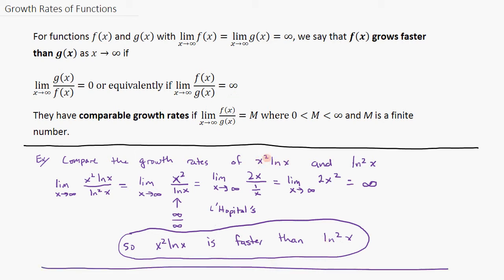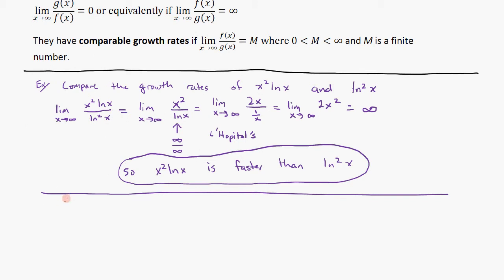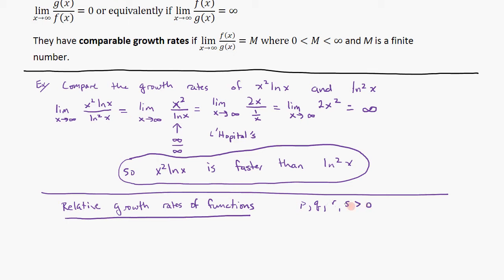So since it can become tedious to compare various functions by computing the limits all the time, there's a general ranking that you can use to tell when one function grows faster than the other. So suppose p, q, r, and s are positive numbers, then we can compare the following functions in the following ordering as follows.